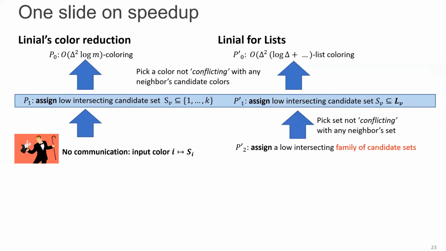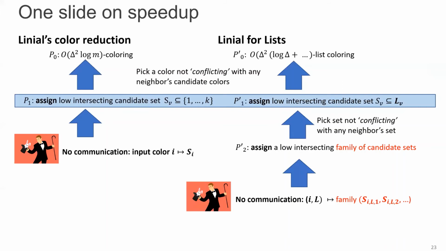For Linial for list, we do a higher order version of this whole problem by assigning each node what we call a low intersecting family of candidate sets. So each vertex gets many of these sets, and then you communicate, learn the sets of your neighbors, and pick one of the candidate sets, which is good. And here, then what we do, we show that you don't need communication to hard code such a family of candidate sets. That works here.